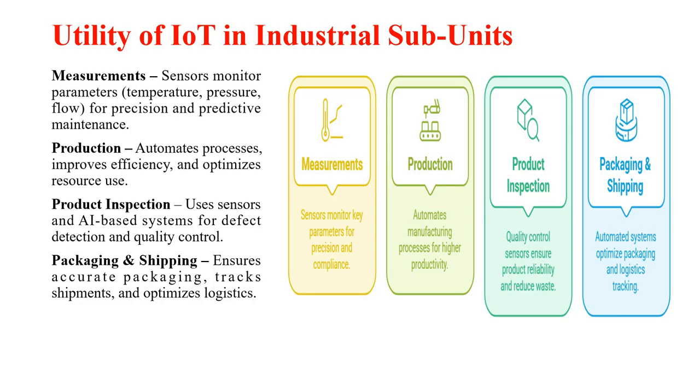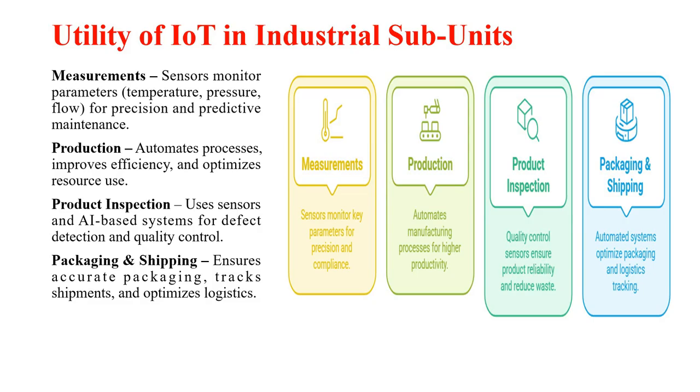Then coming to production, here it automates manufacturing with real-time monitoring of machinery and production lines, and it reduces manual intervention, ensures high productivity and consistency. And smart sensors optimize resource utilization, for example, energy, raw materials, etc.